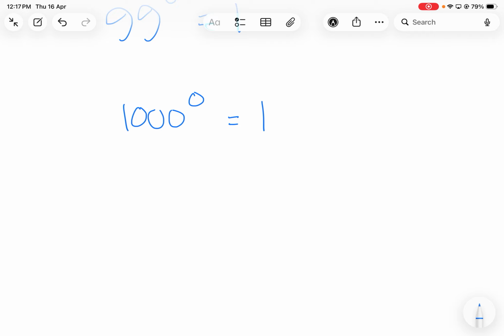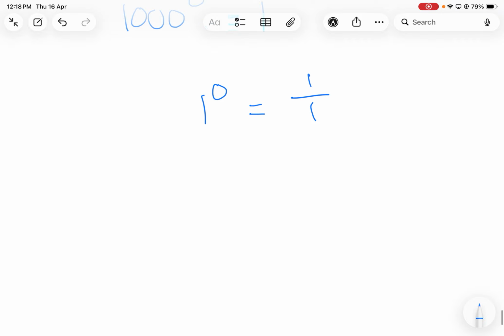Okay? Can? So this is called the 0 law or what law? I also don't remember what is the name, but you must know. Okay, so any number to the power of 0 is 1, except one number. 0 to the power of 0.